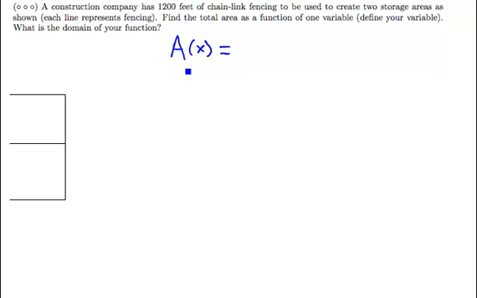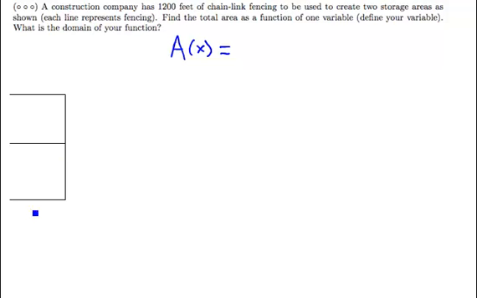You can use any letters you like here as long as you understand what you're doing and you're consistent throughout the problem. The x, again, is the independent variable, so this is something that we can pick, something that varies from one setup to the next. And then the area will be the total area of the combined space.